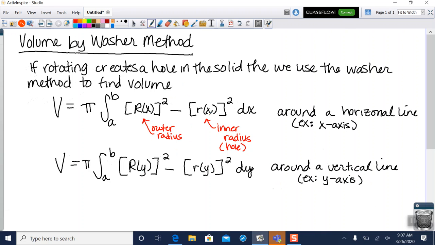So the concept is the same. You take the area of the disk that creates the outer edge of the solid that you're revolving, you subtract the radius function for the hole that's being created, you take all of those little disks, which is pi r squared, and you stack them up and add them together, which is why we're taking the integral. Okay, so let's take a look at our first example.